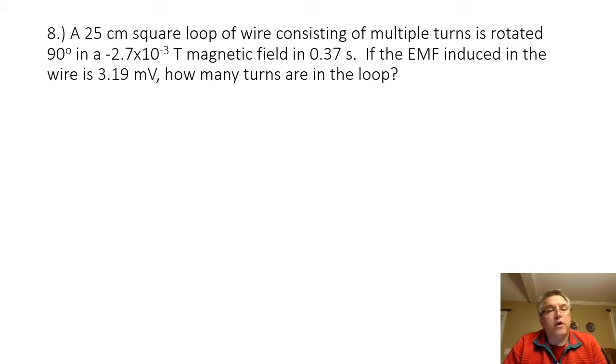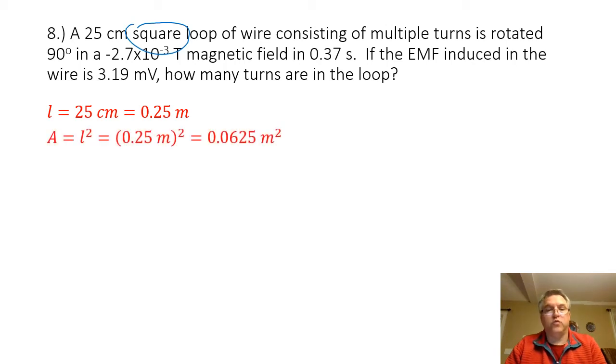In this problem, we are given the length of a side, and that is 25 centimeters. So that will convert to 0.25 meters. I know that we are working with a square loop of wire. So to find the area of the square, I just have to square the length of one of the sides, and that will give me an area of 0.0625 square meters.